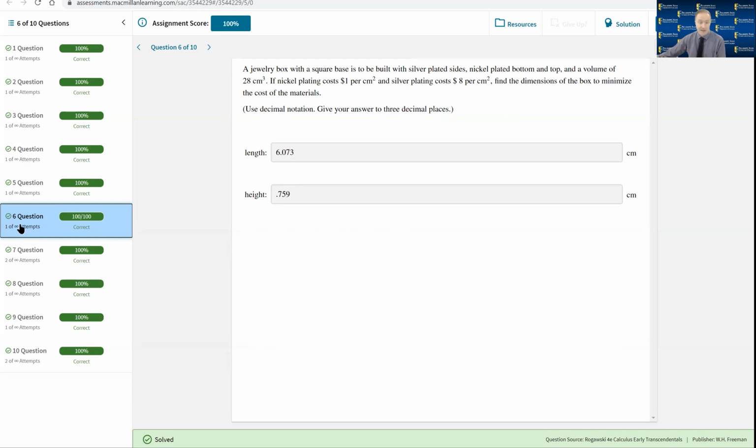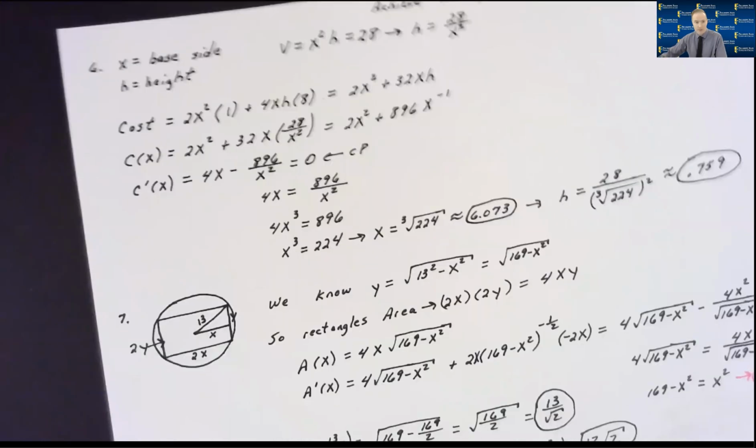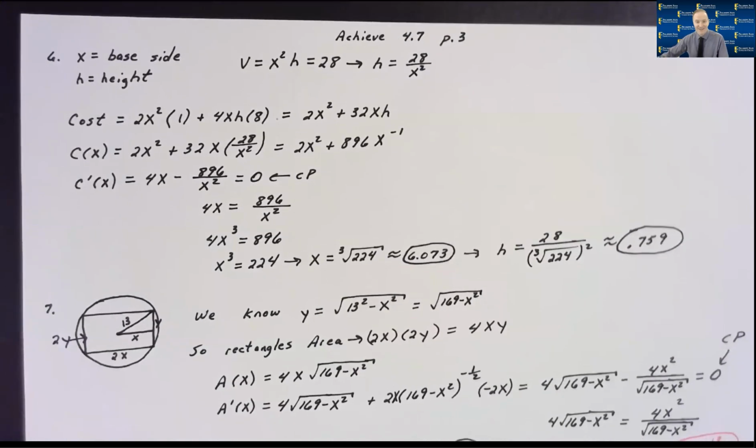The volume needs to have 28 cubic centimeters. It says if the nickel plating costs $1 per square centimeter and the silver plating costs $8 per square centimeter, find the dimensions of the box to minimize the cost of materials. Gorgeous problem. Okay, so here's how I would attack that problem.